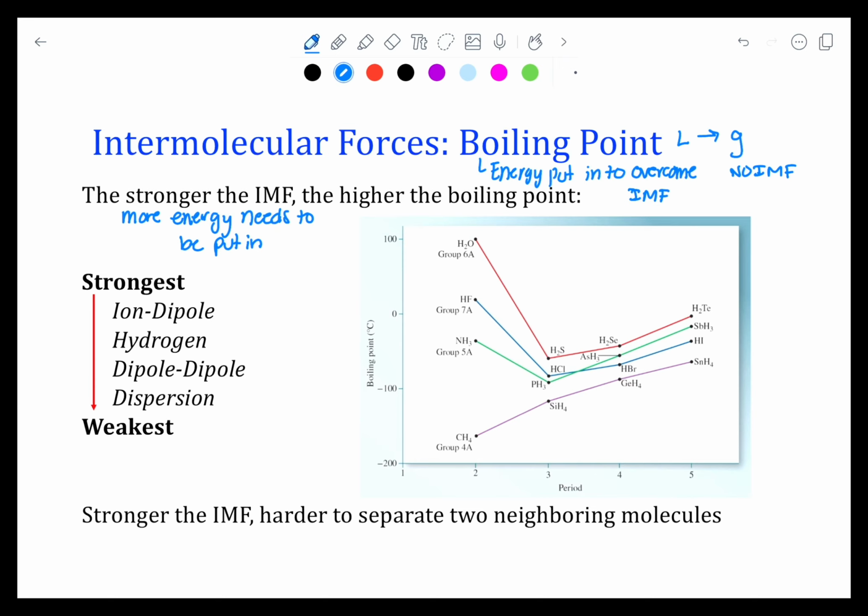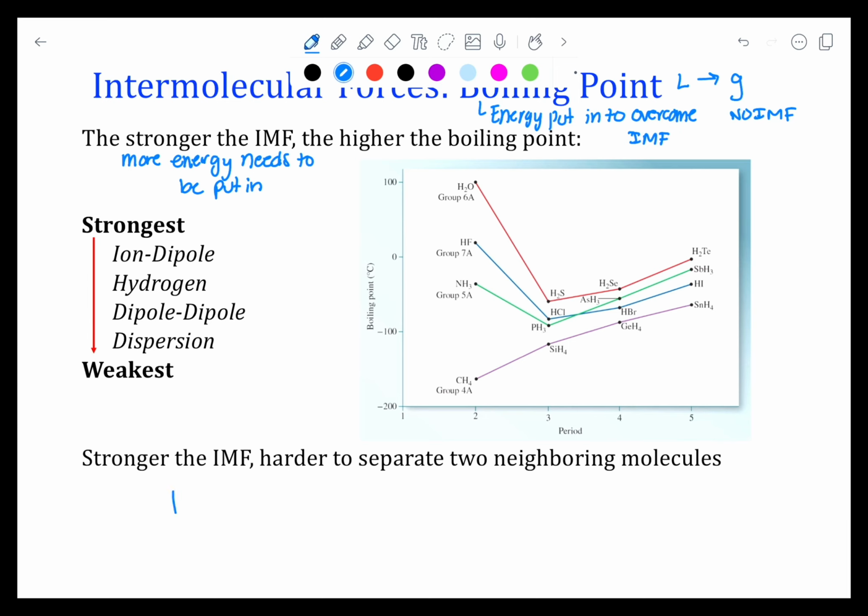So the stronger the intermolecular force, the harder it is to separate two neighboring molecules, which is how we go from a liquid to a gas, right? If I have a liquid in my beaker here, I have neighboring molecules all around each other. I want to take one of these and bring it out of solution, meaning I have to overcome that intermolecular force. So the stronger the intermolecular force, the harder it is to separate those two molecules from each other.